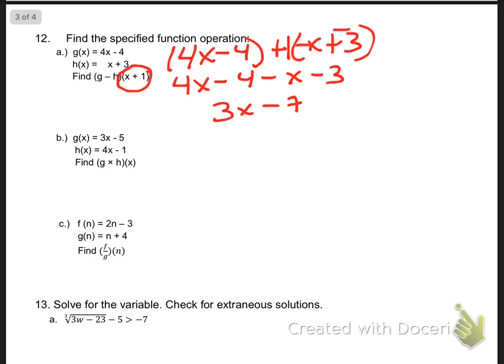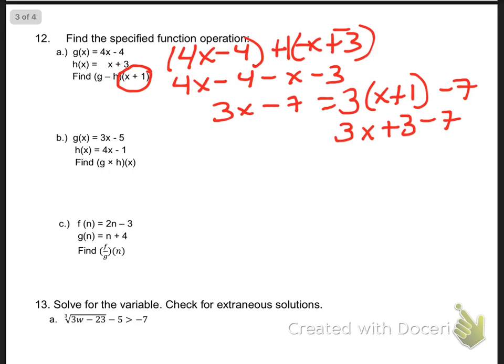All right, so now I'm going to do the x plus 1, which means wherever I see an x, I'm going to put x plus 1. So this is 3 times (x plus 1) minus 7. So that'd be 3x plus 3 minus 7, which is 3x minus 4.